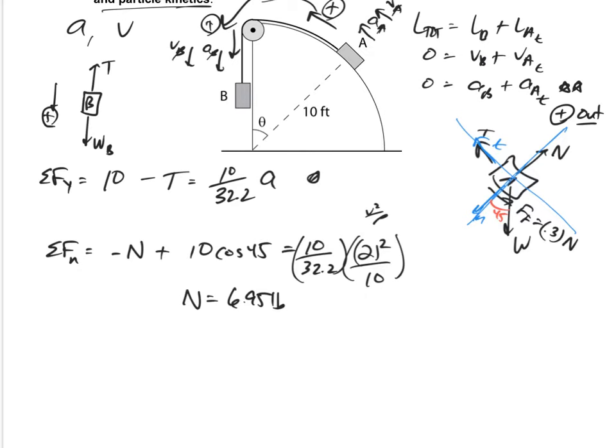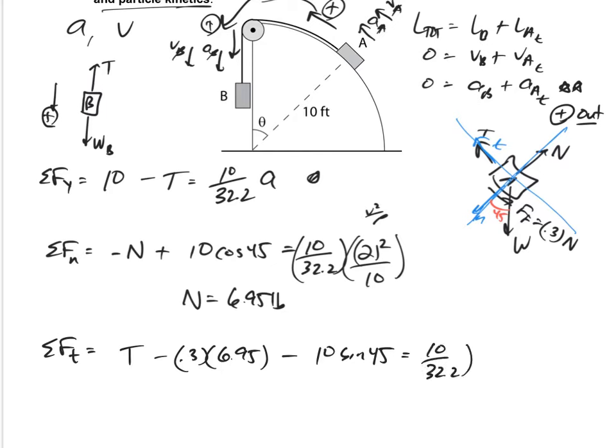And then the sum of the forces in the tangential direction would be equal to... I've got tension in the tangential direction. Then I've got minus the force of friction, 0.3 times N, 6.95, which I just found. And then minus a portion of the weight, 10 sine 45, is in the negative tangential direction. And that equals mass times acceleration. And that is the acceleration of B, that's the acceleration of A.